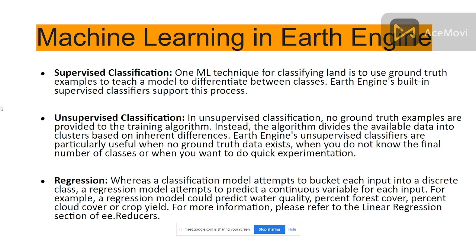Okay, and regression. Mainly, regression is a model that works to predict a continuous variable for each point. For example, a regression model could predict water quality, percent forest cover, percent cloud cover, and crop yield. So for these types of things, we use the regression model.